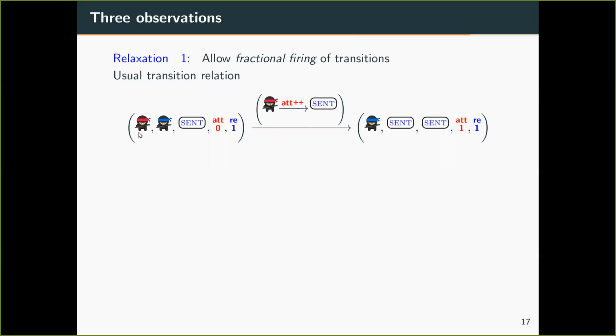For instance, let us consider the configuration which has one process each in the red ninja state, the blue ninja state, and the send state, with the shared variables at being 0 and re being 1. So let us consider the process in the red ninja state, and this process chooses the transition which allows it to move to the send state and increments the shared variable at. And so the new configuration that we get is the one where there is one process in the blue ninja state, two processes in the send state, and the values of at and re are both 1. This is the usual transition relation.